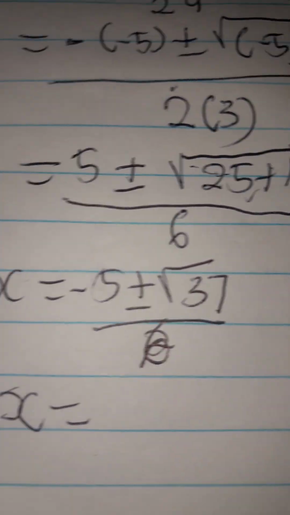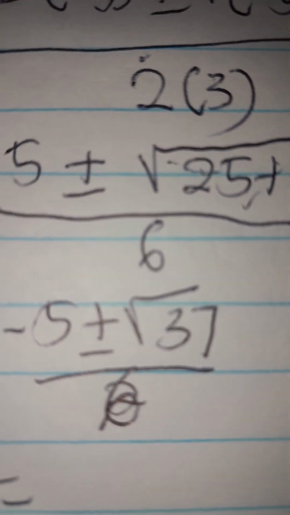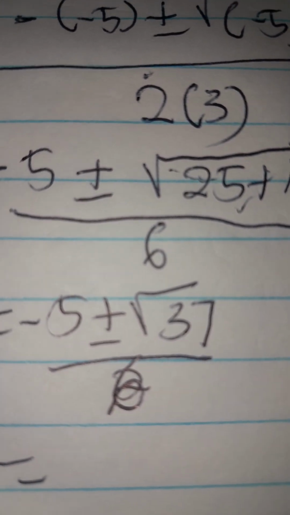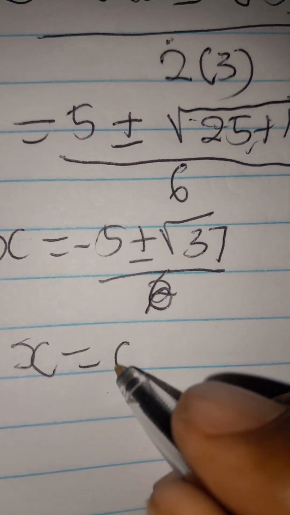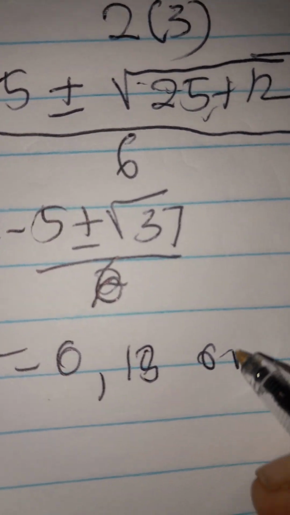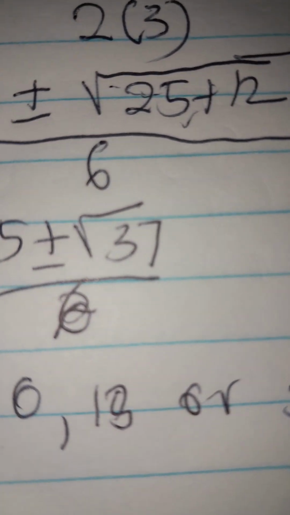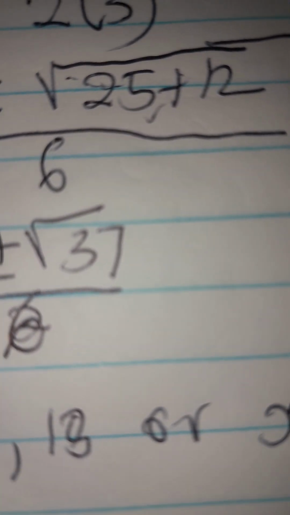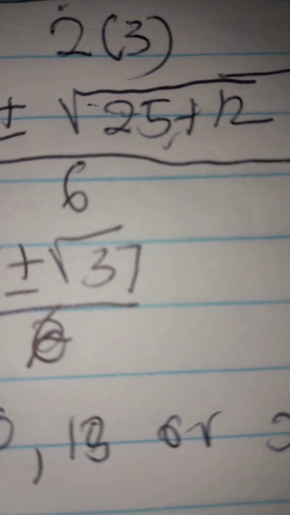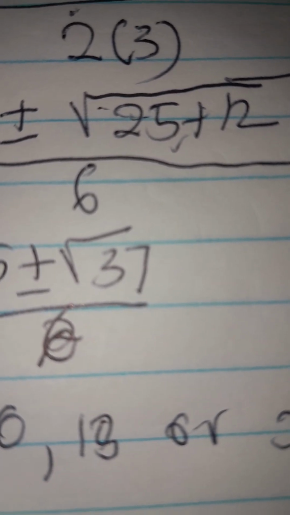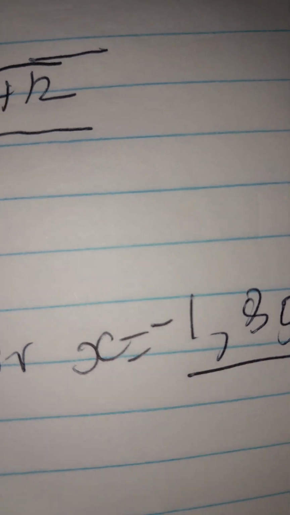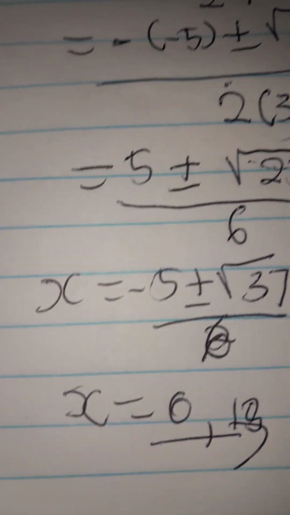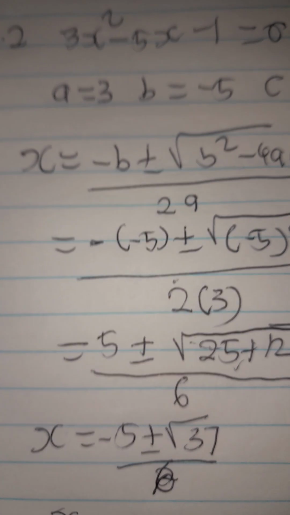That will be, correct to 2 decimal places, 1.85. Or the other one, (5 - √37) divided by 6. What is that? That will be -0.18, correct to 2 decimal places. Then you get your marks there, guys.